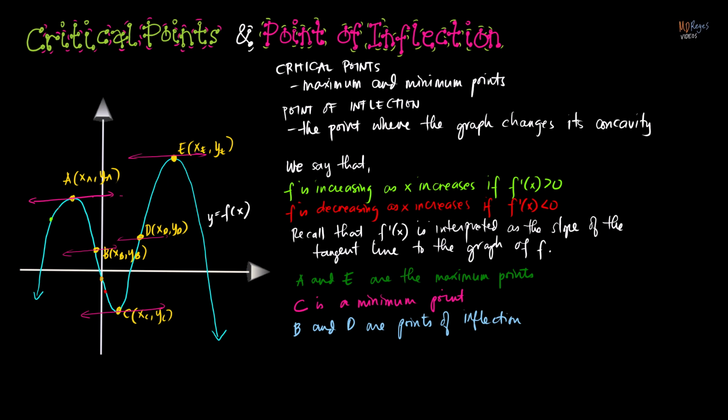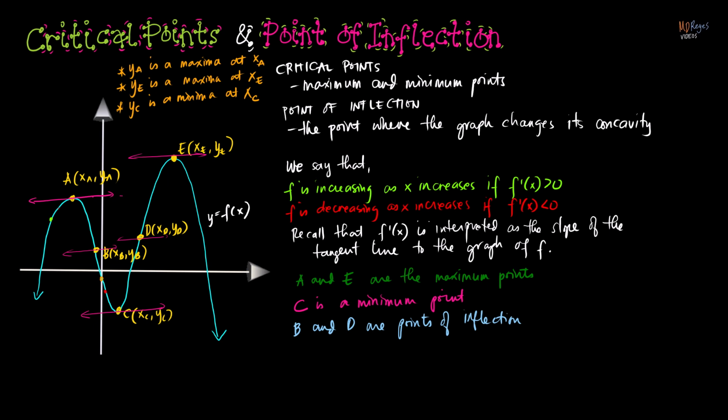Now, since A is a maximum point of the graph, we say that y sub A is a maximum at x sub A. Or we can say that y sub A is a maxima at x sub A because we are just pertaining to a single number. Now, y sub E is also a maxima at x sub E because point E is also a maximum point. Because point C is a minimum point, we say that y sub C is a minima at x sub C.